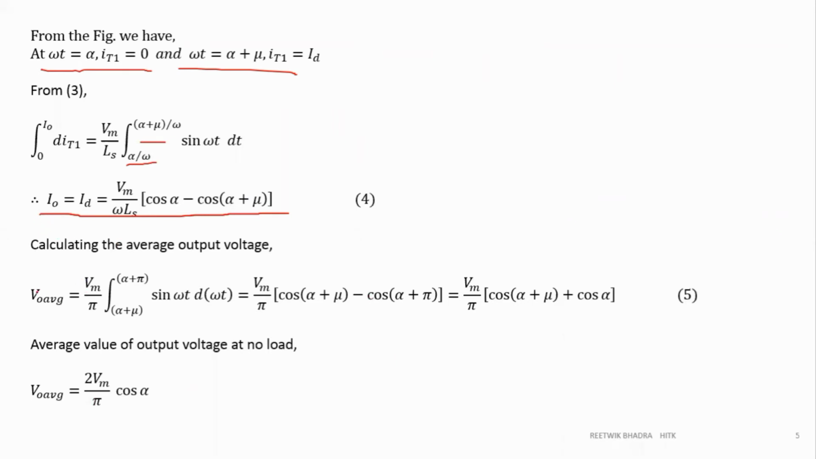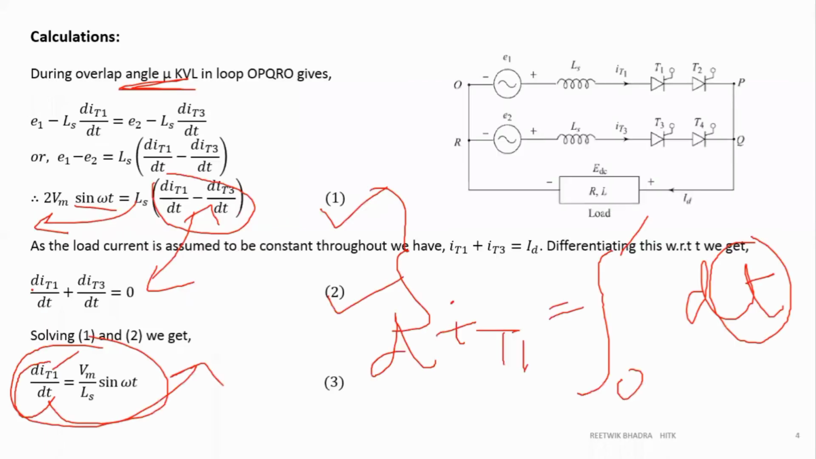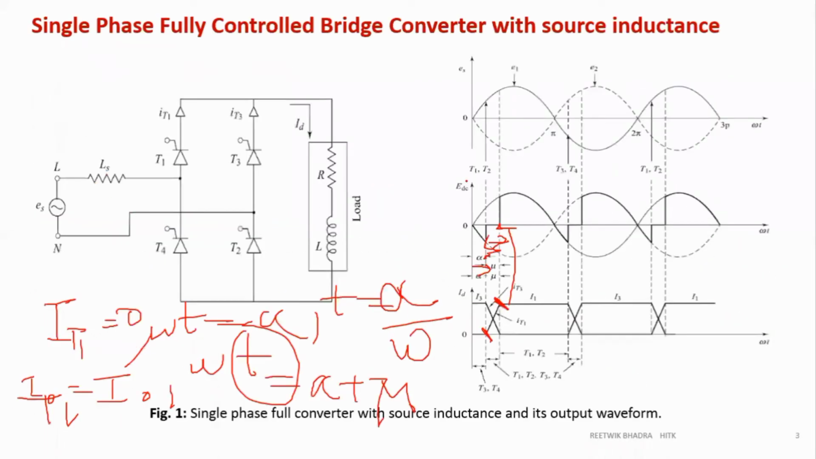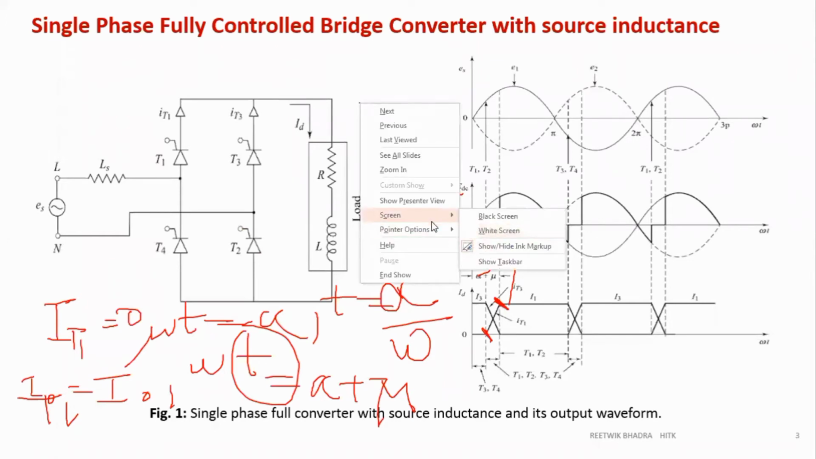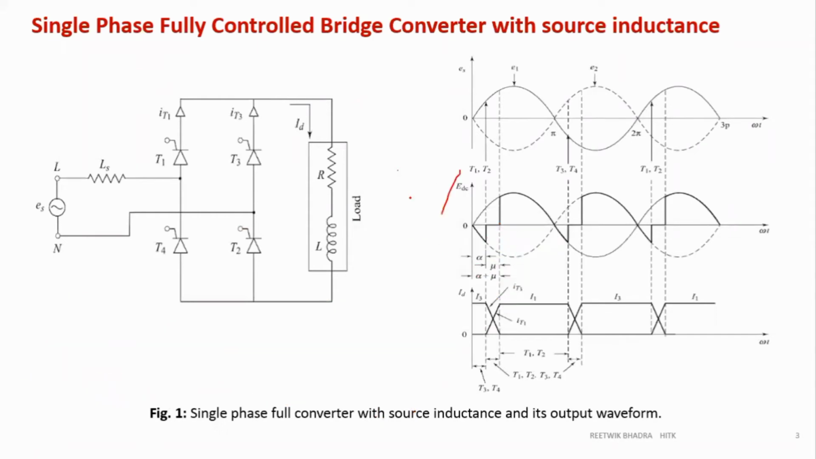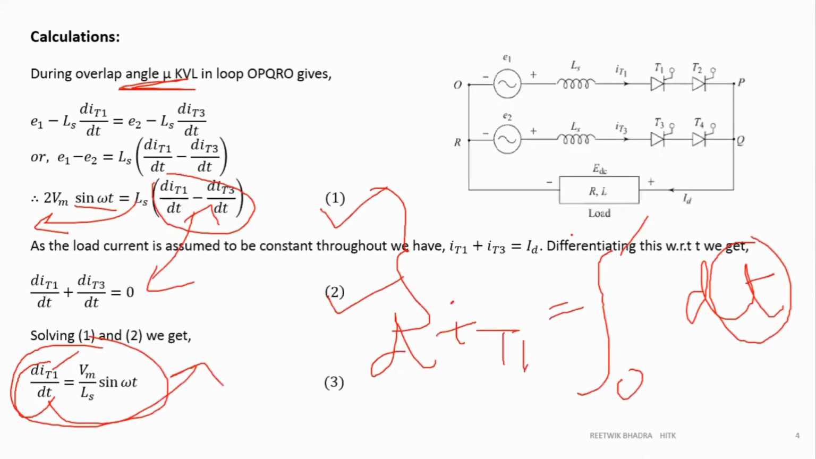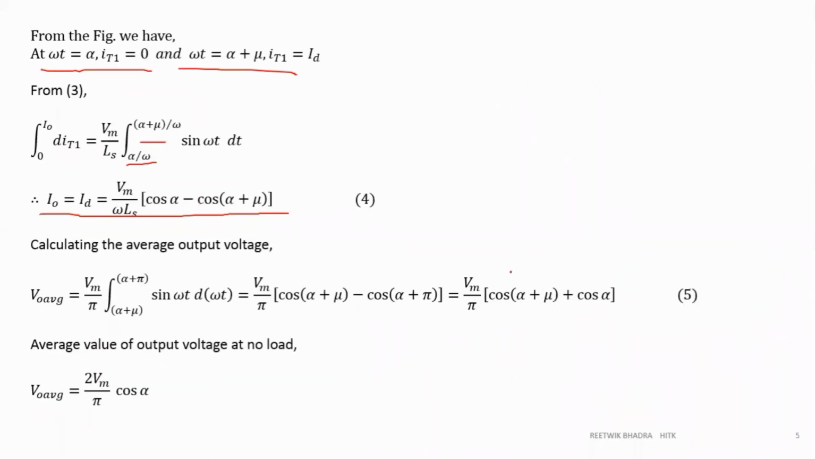Now if you calculate your V naught average, I already have my V naught curve over here, or my EDC curve, which is nothing but my V naught. This curve starts from this point, that is alpha plus mu, and ends at this point, that is pi plus alpha. So it should be alpha plus mu to pi plus alpha integration. Yes, correct.